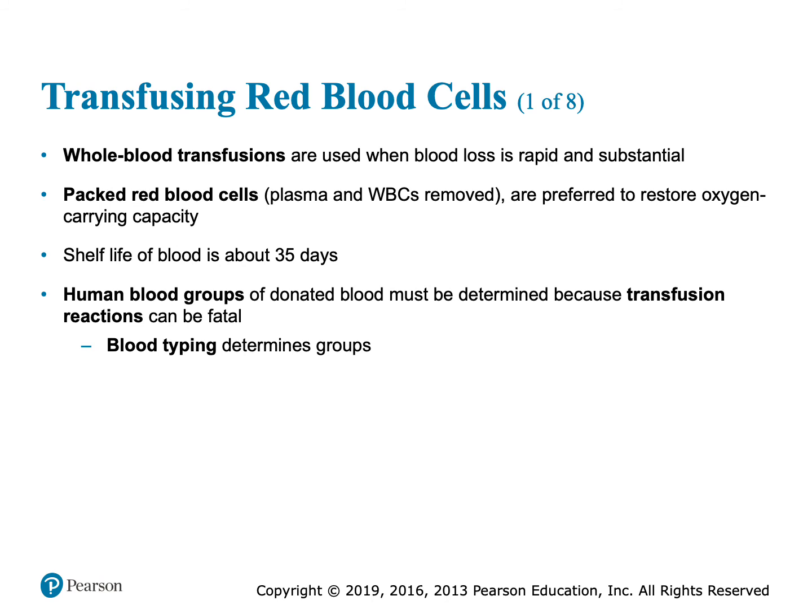Again, red cells don't live very long, 4 months. So the shelf life, once it's been taken out of circulation, is a little bit more than a month. So that's why we always need blood donors. You have to make sure you're getting a red cell, a blood group that is safe for you. So they're going to do blood typing.